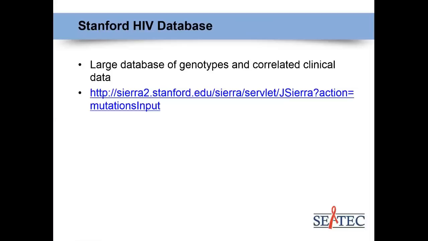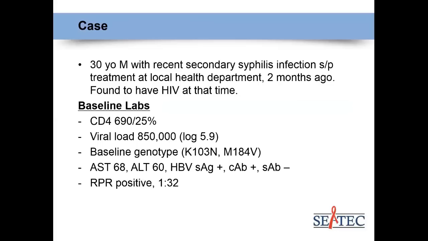So, as I mentioned, sometimes I have to look up these mutations, and the place I'm going to go to do that is the Stanford HIV database. You can seriously just go to Google and write Stanford HIV. I've got the link here for you. We're going to share that by email. And this is a huge database of genotype results and clinical correlation data. We'll look at some results from that in a moment.